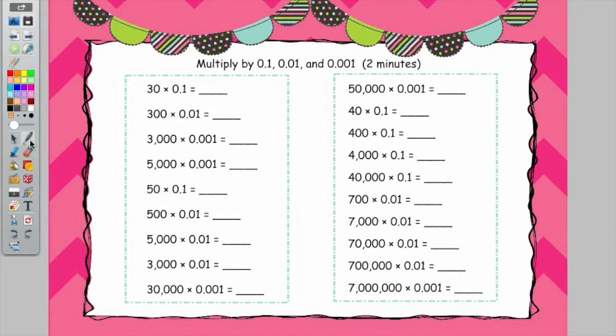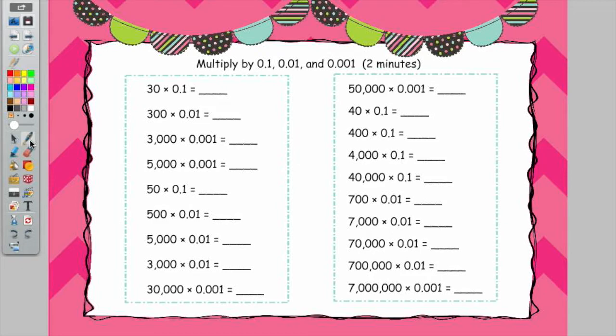But I want to ask you a question. Think about it. If I multiply times a number that's less than 1, will my answer be larger or smaller than what I started with? I'm going to repeat it. If I multiply times a number that's less than 1, will my answer be larger or smaller than the one I started with? Smaller.